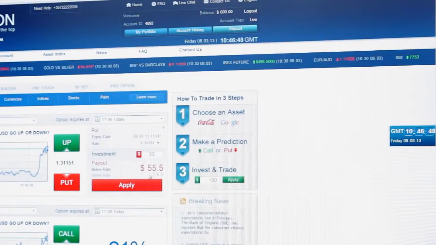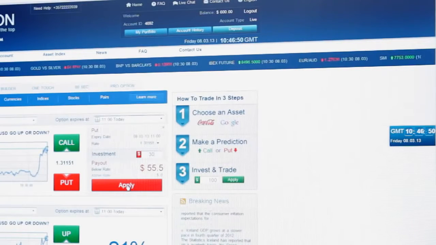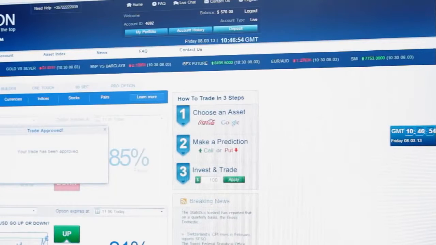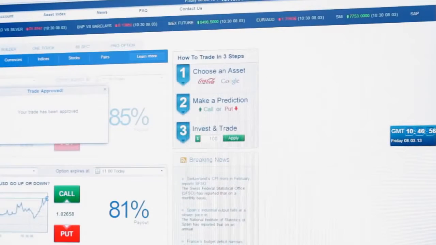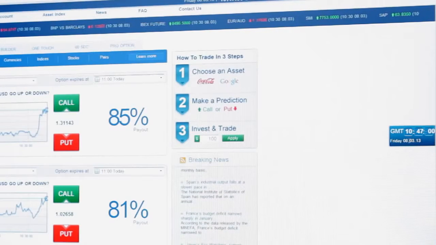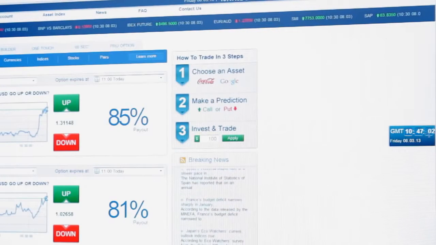Yes, with the payout at $55.50. So let's go ahead and apply. Let's approve that. And my trade has been approved. It's going to expire at 11 o'clock today, GMT, and it's currently 10:47:02.